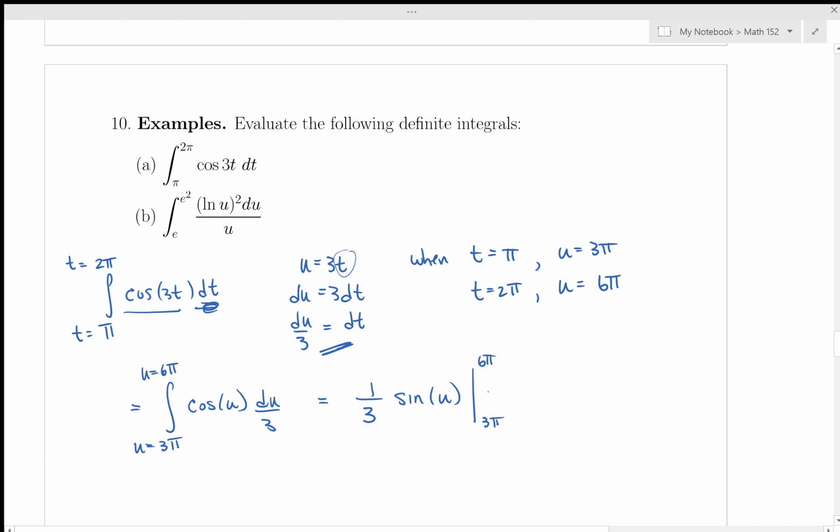And that becomes 1/3 times sine 6 pi minus sine 3 pi. And in fact, both those guys are 0. So the whole thing comes out to be 0. Okay, so I've gone through complete substitution, including the limits of integration. I integrate, I evaluate at the limits of integration, and I get a number.